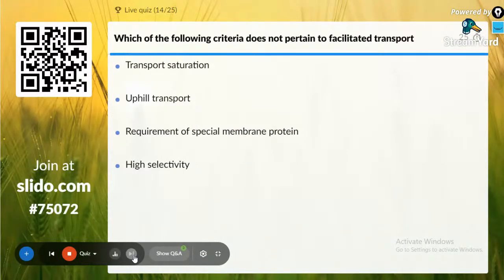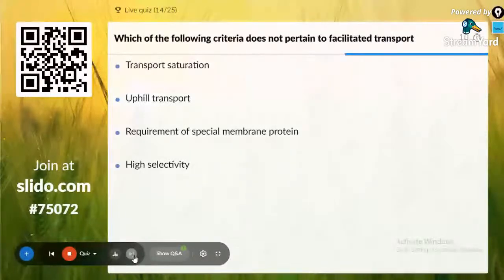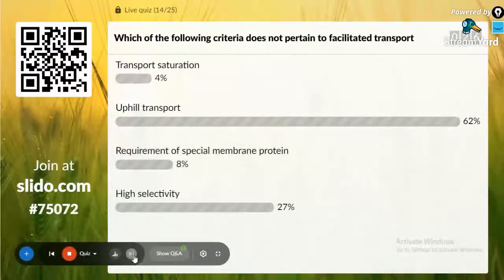Which of the following does not pertain to facilitated transport? Transport saturation, uphill transport, requirement of special membrane protein, high selectivity. The same question came from your yesterday's Slido quiz from plant physiology. The answer is uphill transport. Excellent. Good.